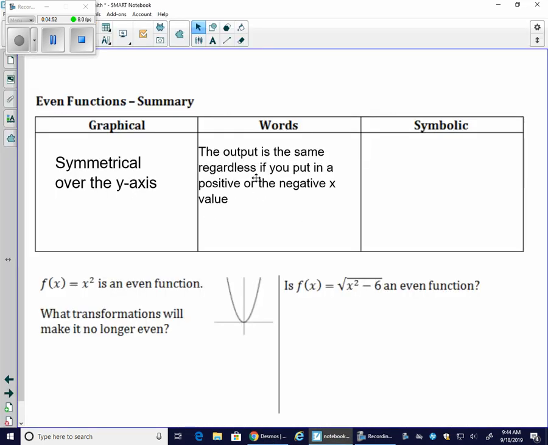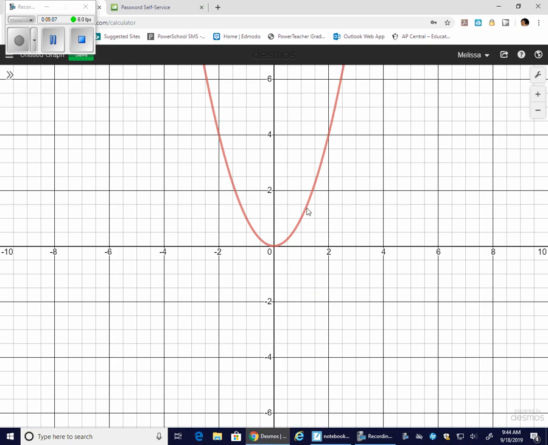In words, what we're saying is that the output is the same regardless if you put in a positive or a negative x value. Okay, so the output ends up being the same regardless if I put in a positive x or a negative x. So let's look at the graph. So let's say I input a positive 2. My output is 4. Now let's input the opposite, which would be a negative 2.